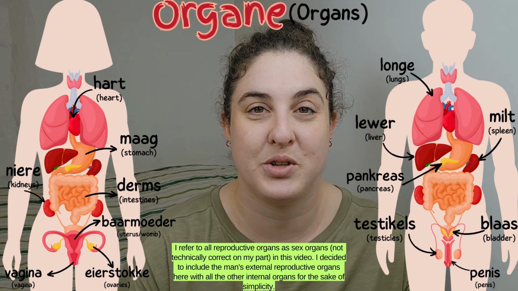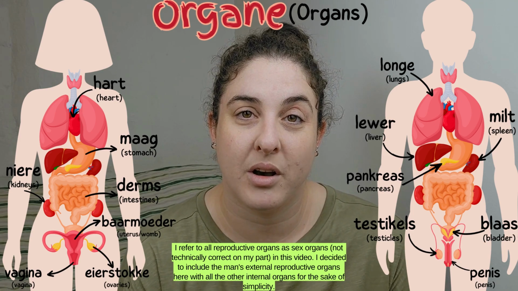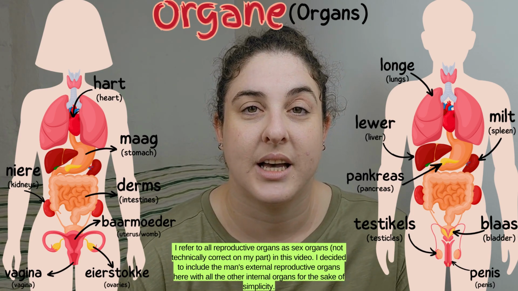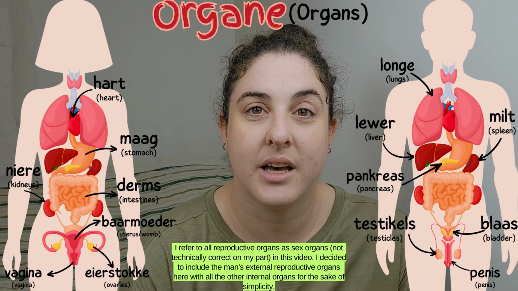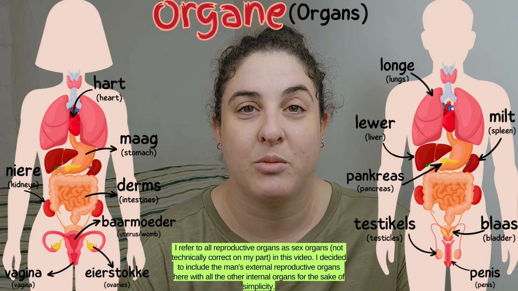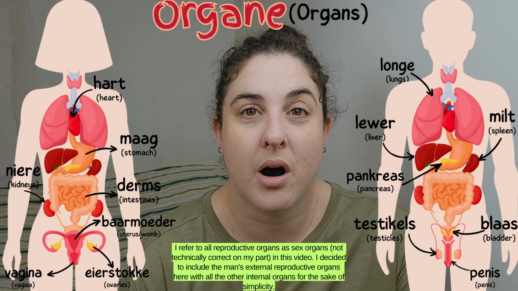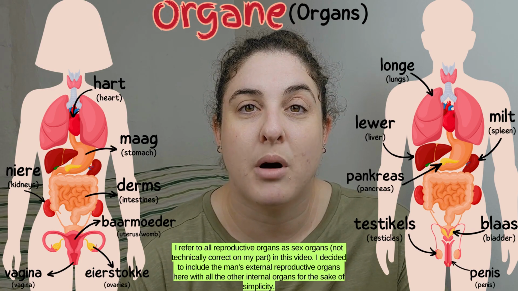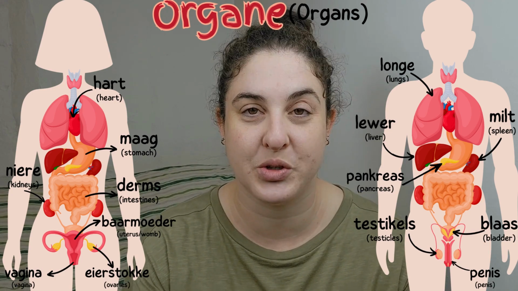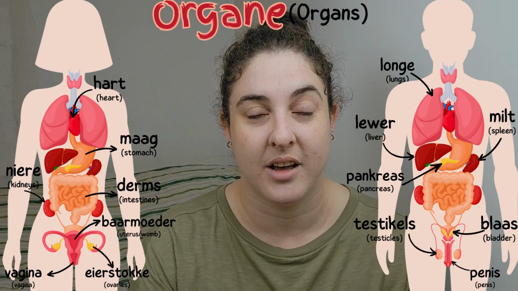Then we move on to ovaries. The singular for one ovary is eierstok, and the plural is eierstokke. And then we have the word for uterus or womb, which is baarmoeder. Okay, let's move on to the men and the male sex organs.